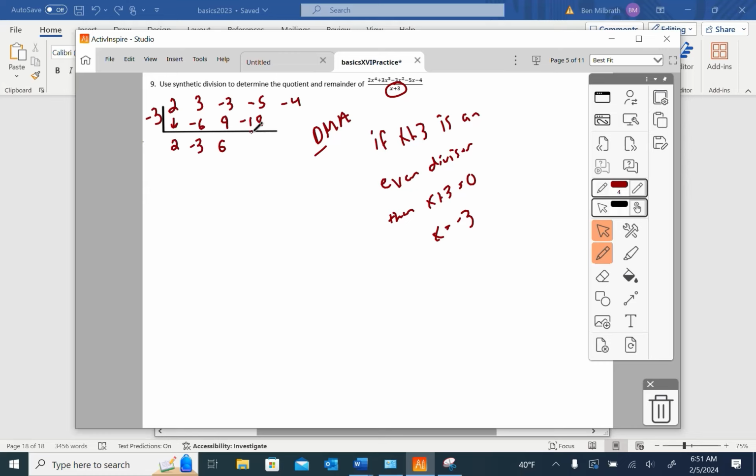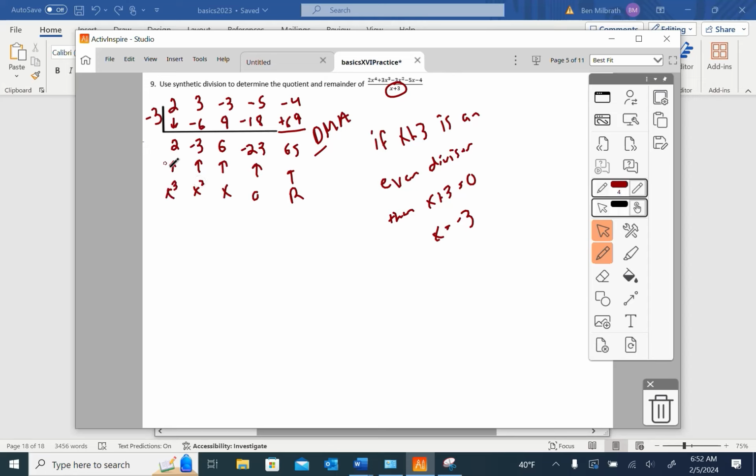Negative 5 minus 18 is negative 23. Negative 3 times negative 23 is, sorry, positive 69. And negative 4 plus 69 is 65. Let me double check my work. I'm good with that. This is my remainder. This is my constant. This is my x. This is my x squared. And this would be an x cubed.